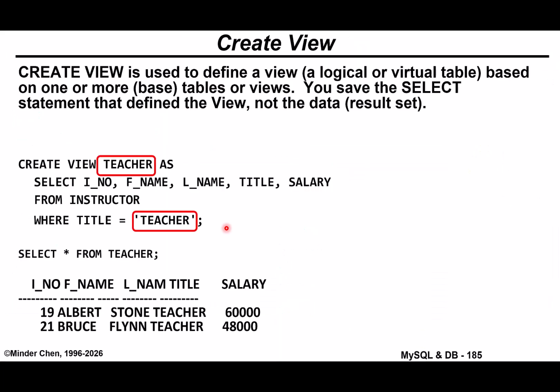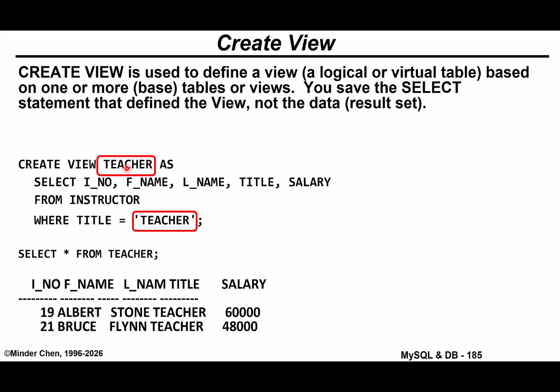Just very quickly, I think we have done the demo and explained view. You can create a view, and a view is usually a select statement. So you can define a view, give it a name based on a select statement. In this case, we will select all the instructors whose title is teacher. We'll only have two, so based on this sample data set, we'll have 2 teachers in this view.